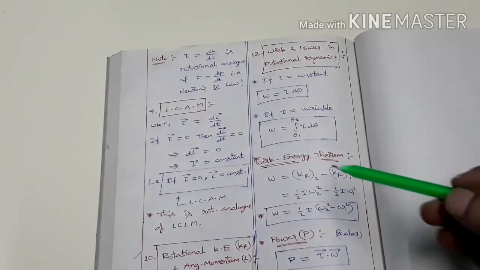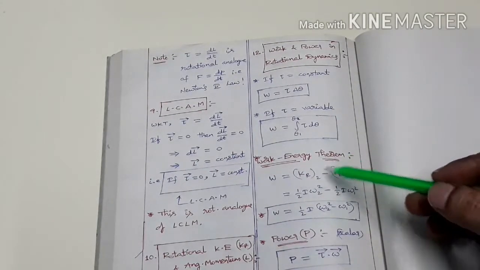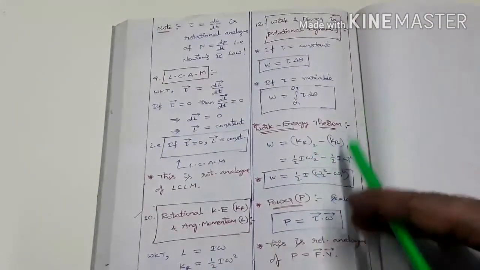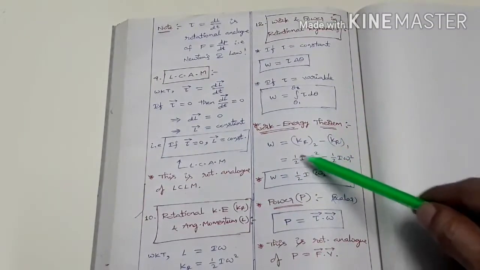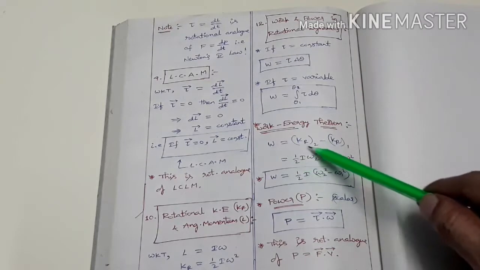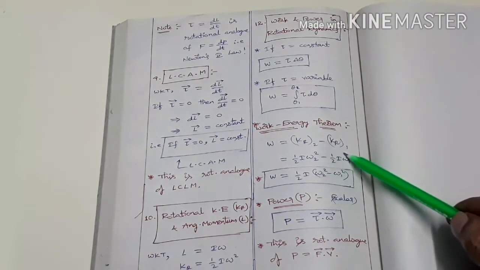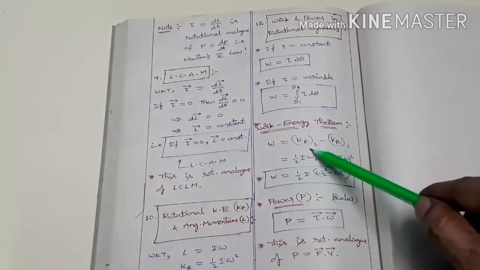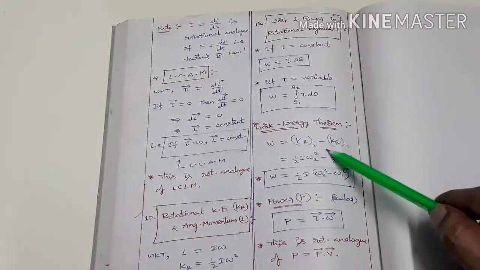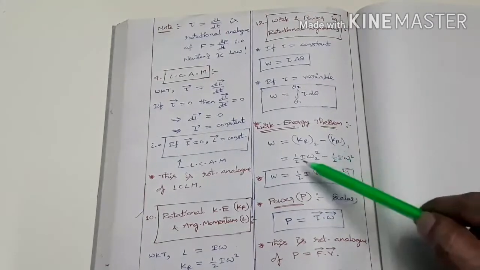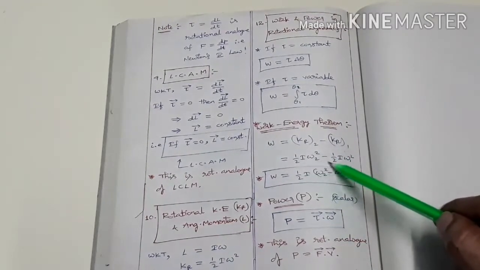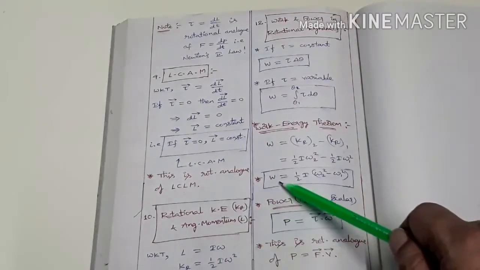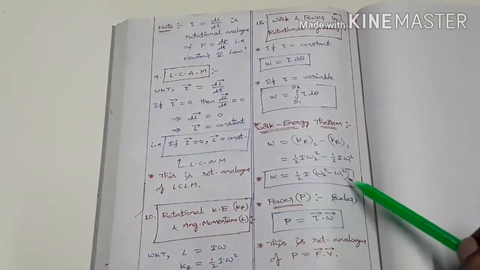Okay. Next one, work energy theorem. In linear motion, there is the work energy theorem in the work energy power chapter. So what is that one? The work done on a body is equal to the change in the kinetic energy of the body. So here also the same thing happens. The work done equal to final rotational kinetic energy minus initial rotational kinetic energy. So this is equal to half I omega 2 square minus half I omega 1 square. So this work done W equal to half I into omega 2 square minus omega 1 square.